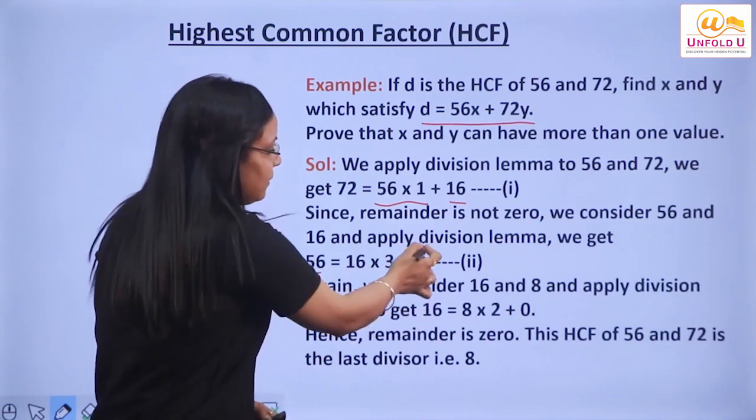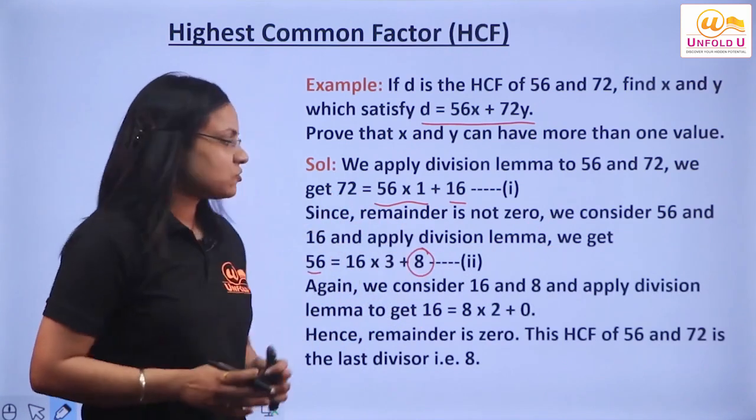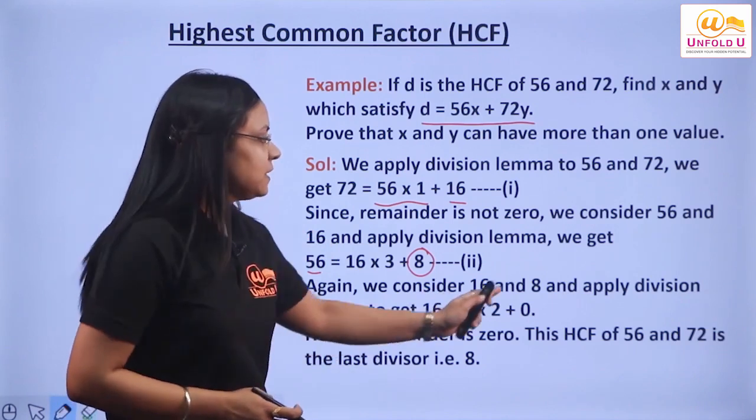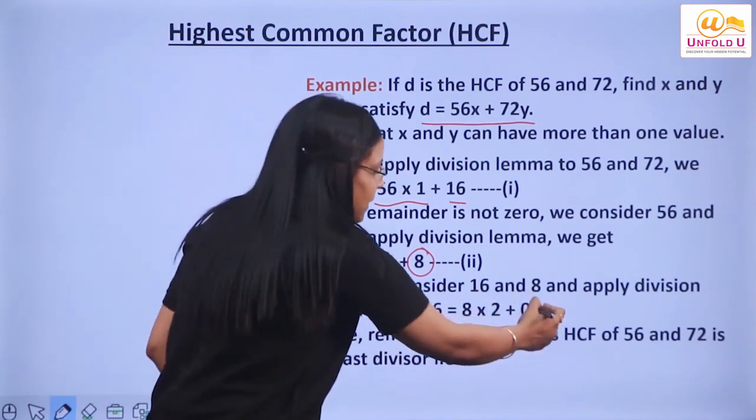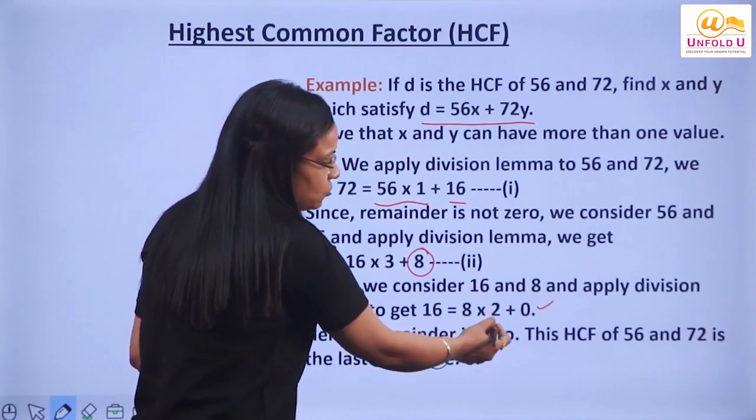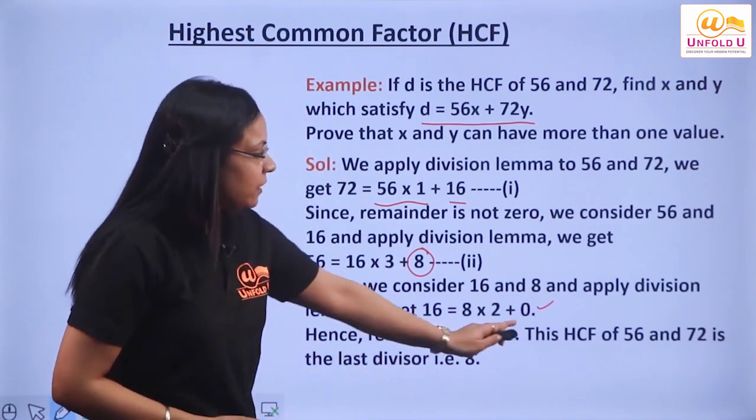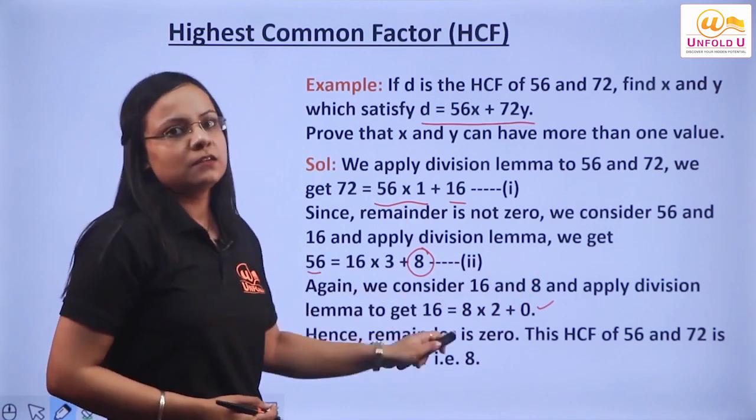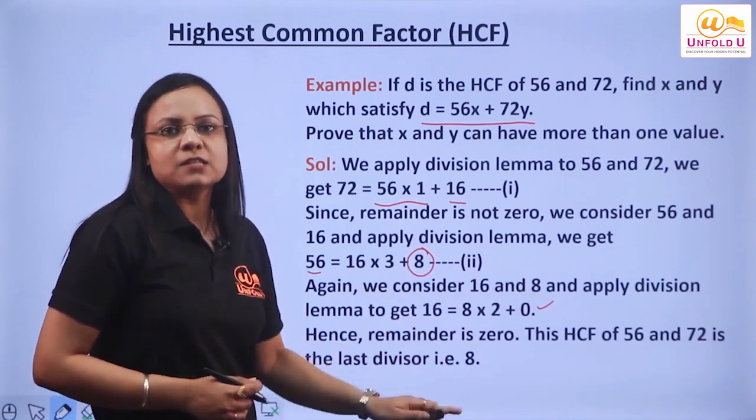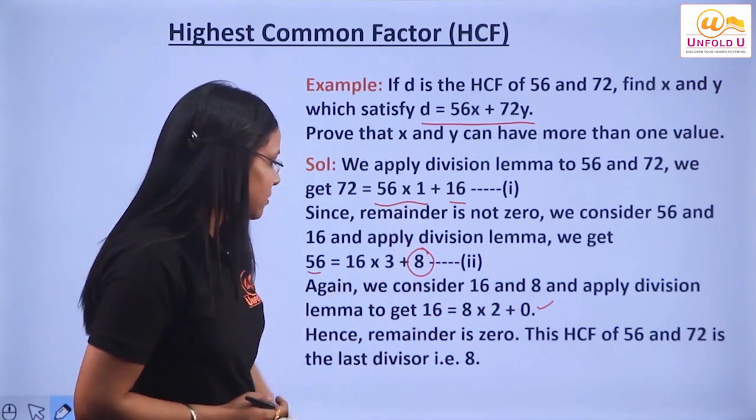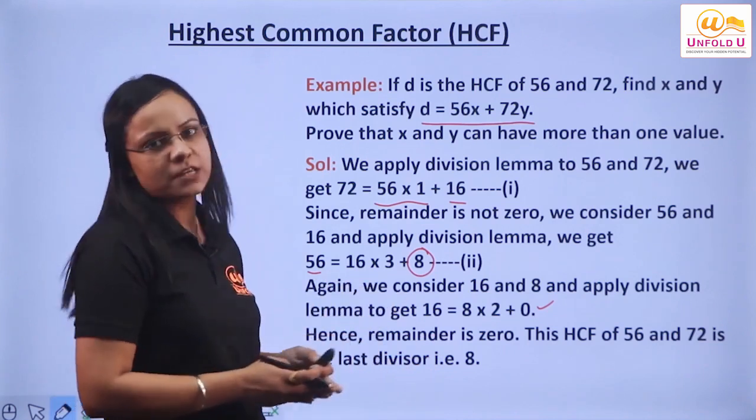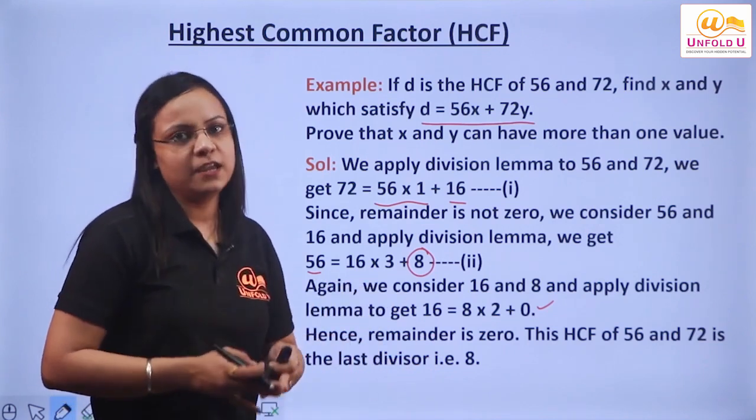Again the remainder is not equal to 0. So we apply Euclid's division lemma again to the numbers 16 and 8. So finally we get 16 is equal to 8 into 2 plus 0. So the remainder here is 0. So at this step, whatever is the divisor, that becomes the HCF of the given numbers. So the divisor here is 8. So we write that the HCF of 56 and 72 is 8.